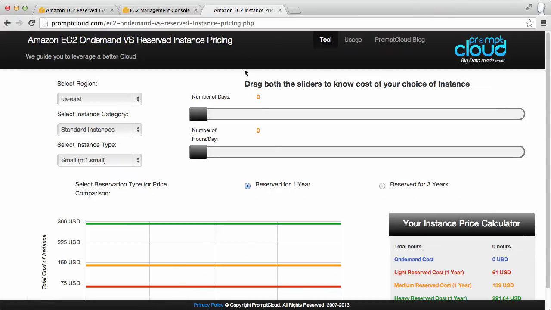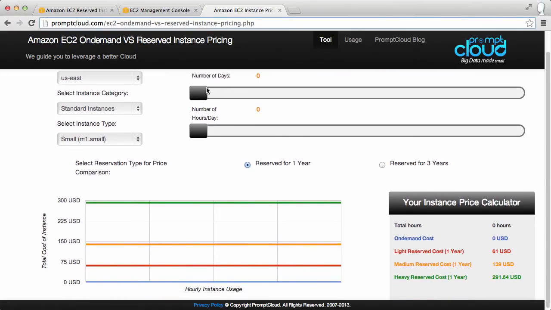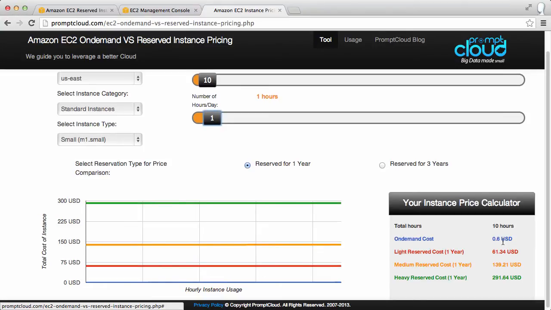Now this chart's fine, but it's not very interactive. Prompt Cloud have created something that I find very useful to use. Here you can select the region, the instance, and then there's sliders to choose the number of days and number of hours. So for an M1 small, you can see the blue line at the bottom there is your on-demand cost. The red is light, medium is orange, and heavy is green. And this is selecting the 1-year reserved period.